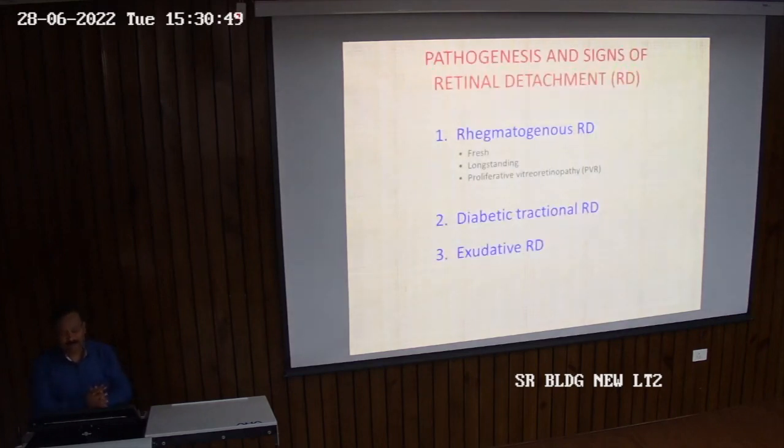So what are the pathogenesis and signs of retinal detachment? In rhegmatogenous detachment, in the early stages the patient presents with a history of some floaters and flashes. Floaters alone are not a sign of detachment, but flashes are a sign of detachment or the beginning of detachment. So rhegmatogenous detachment can be fresh when the patient presents with a history of flashes.